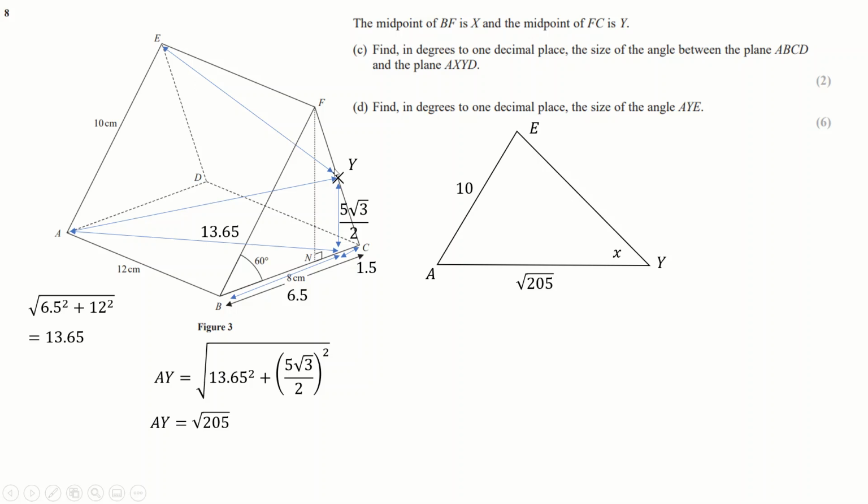And then E to Y, again, it's the same kind of idea. Going to use a lot of Pythagoras to try and work out this length. So going straight across, that distance is clearly 12. And then if I could work out this length, then I could just do Pythagoras on that. Now, this length is of course half of F to C.